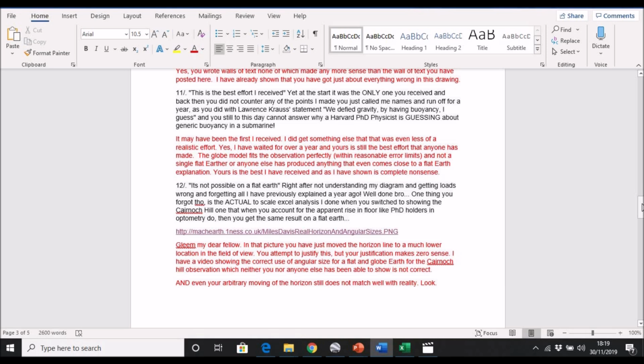As I said, I got one or two other less realistic efforts at explaining my observation. Even worse than Gleam's. Can you believe that? And yes, I've waited over a year, and yours is still the best effort that anyone has made. The globe model fits the observation perfectly within reasonable error limits. And not a single flat earther or anyone else has produced anything that even comes close to a flat earth explanation. You might want to ask yourself why that is.